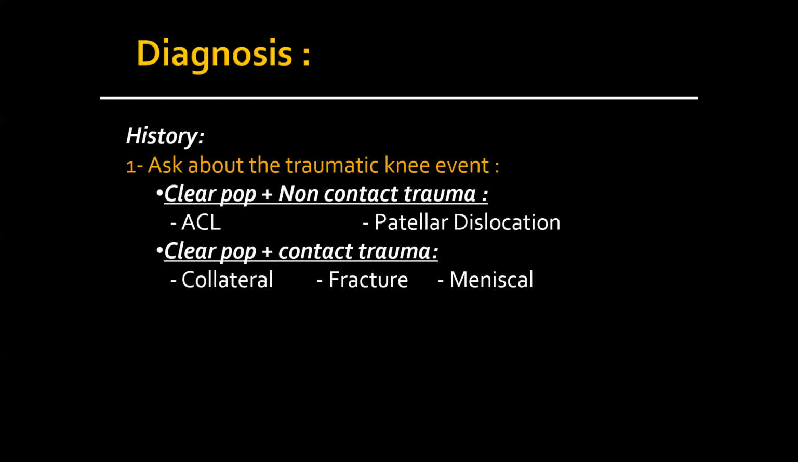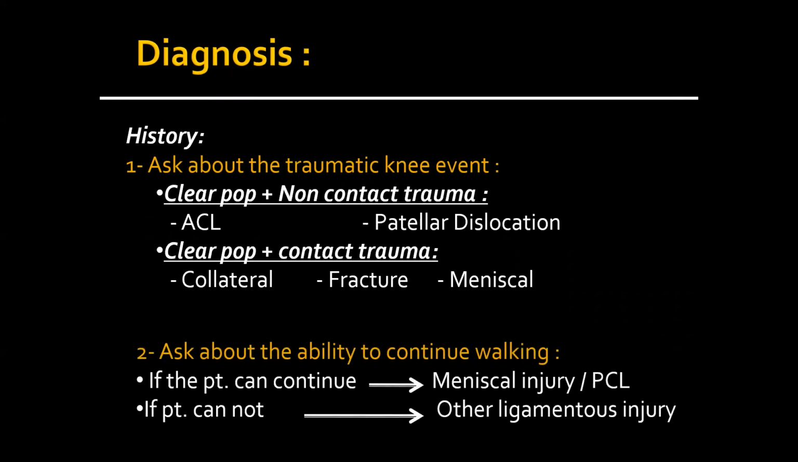If it follows a contact trauma and there's a clear pop, it may be due to fracture, meniscal injury, or any other associated ligamentous injury. Ask about the ability to walk after the injury. If the patient is able to walk or even to continue the sports activities, you may think of meniscal injury, or less likely a posterior cruciate ligament injury. But if the patient is not able to continue what he was doing, we consider a more serious injury. Could be a fracture or could be a ligamentous injury, like anterior cruciate ligament injury.